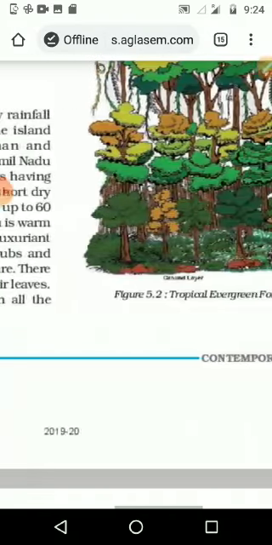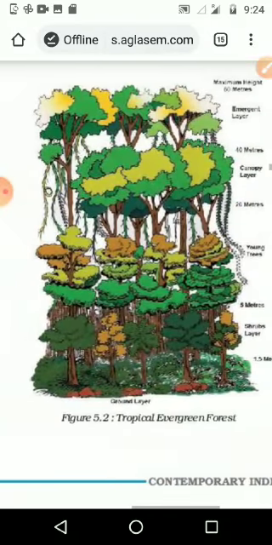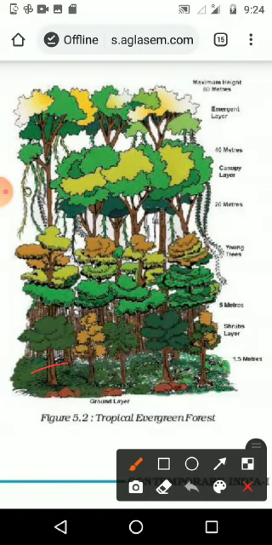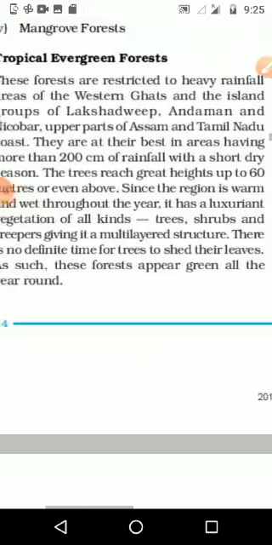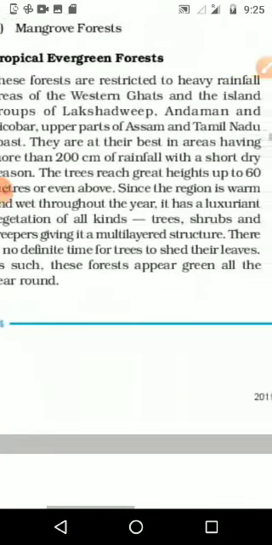Here in the picture the multi-layered structure is given. Here we can see the small grass and other things. Then some shrubs. Then the young trees. Then the tall-growing trees reach the upper layer. We can see this multi-layered plant structure in the tropical evergreen forest because it gets maximum rainfall as well as temperature.